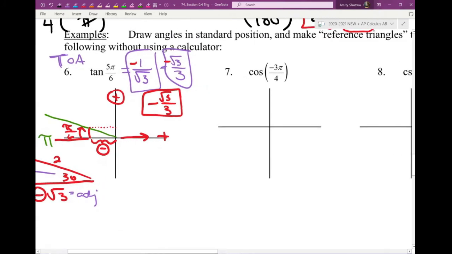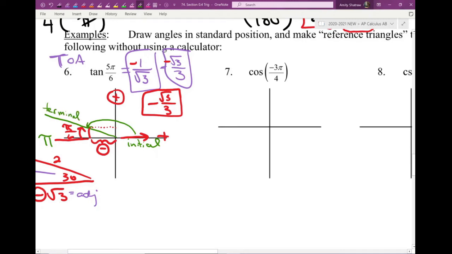All right, so cosine of -3 pi over 4 is going to go in the opposite direction. Okay, so let me try to think about what direction we went in here. What direction did we go to? So I had my initial side, and it was here, and I ended up over there. And so this is my terminal side.